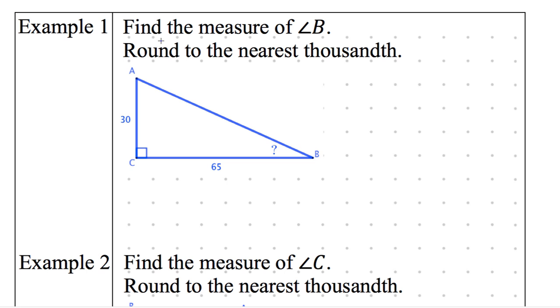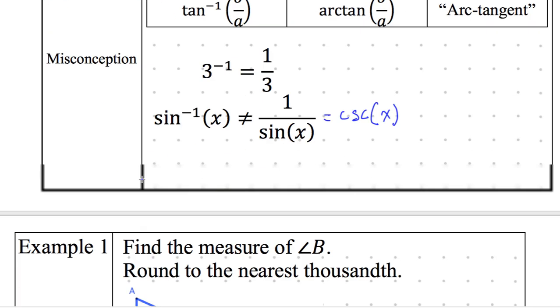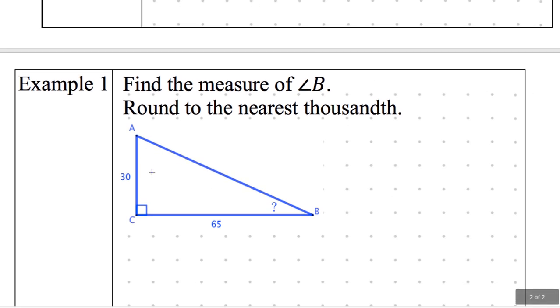Example 1. Find the measure of angle B. So they gave us the ratio, and we need to find the angle. We need to go backwards to find the angle. We're going to be doing a backwards function, an inverse trig function. First of all, we need to figure out which trig function we're using.